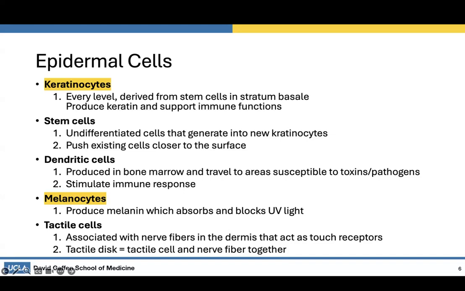They push existing cells closer to the surface. Dendritic cells activate the immune response. They're produced in the bone marrow and travel to areas susceptible to toxins and pathogens. Melanocytes produce melanin, which absorbs and blocks UV light. And lastly, the tactile cells. These are associated with nerve fibers in the dermis that act as touch receptors. A tactile disc is the same as a tactile cell and a nerve fiber together.